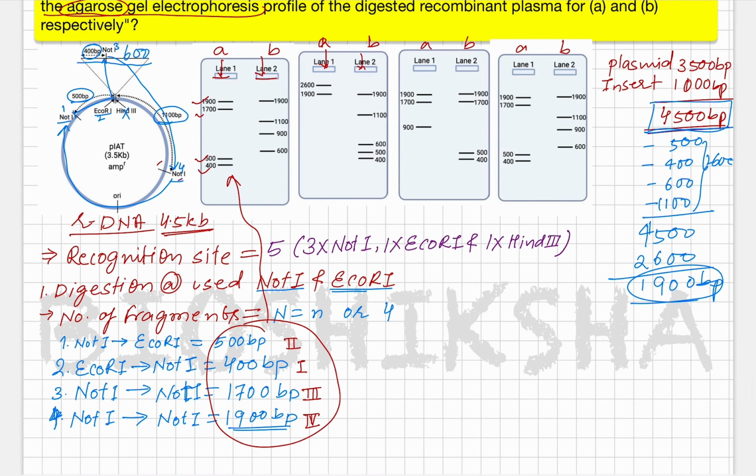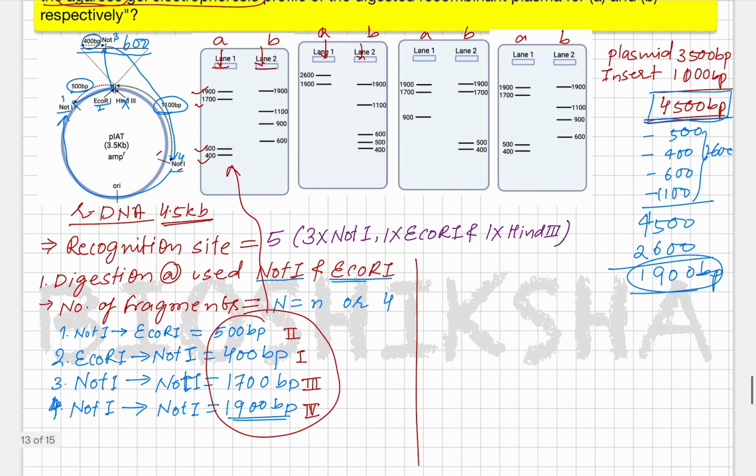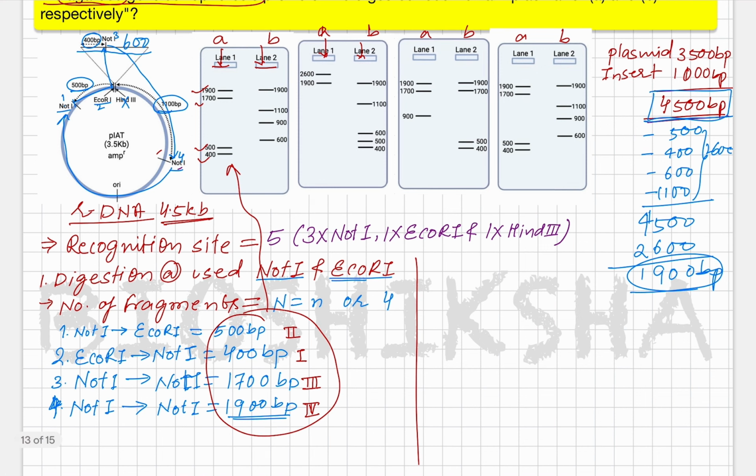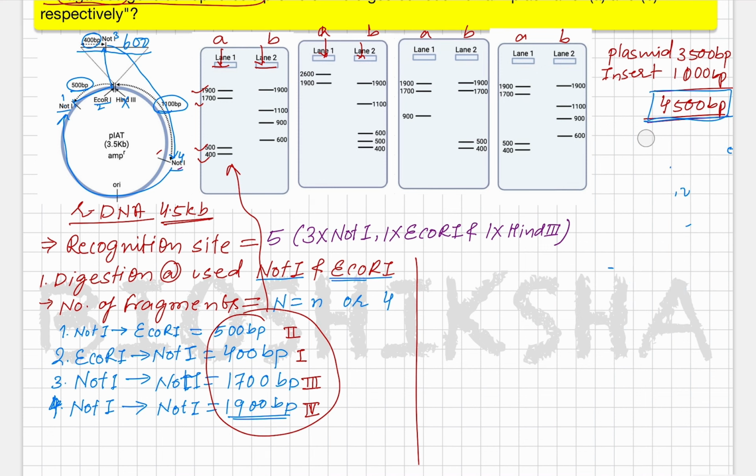Just have a look, isn't it? Now in the same way, let us learn about the second digestion. So now we have learned about digestion 1. Let us learn about digestion 2, digestion B. With which restriction endonucleases? Again Not1, but not EcoR1, and Hind3.